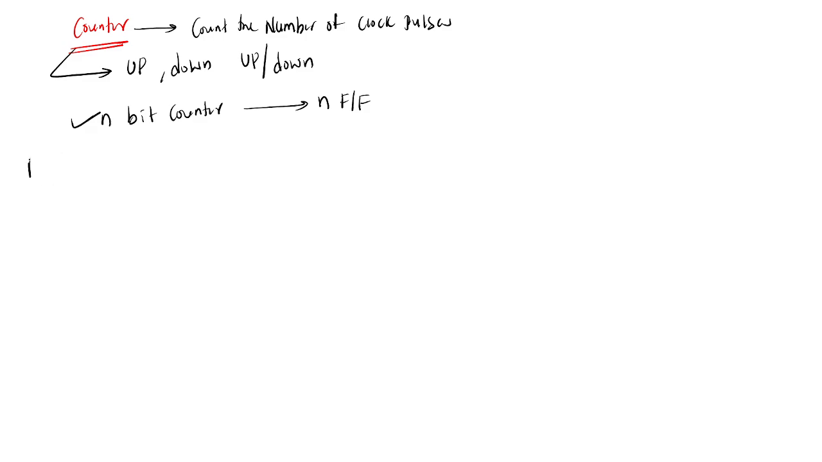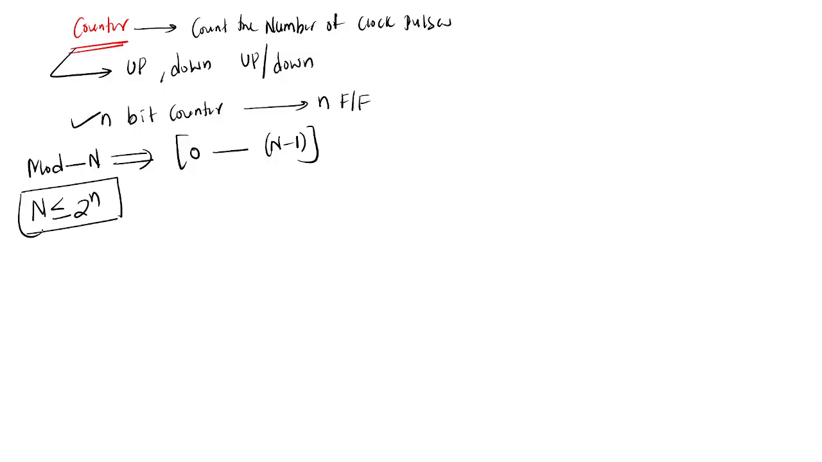Now the mod of the counter. If it is a mod-n counter, it will count from 0 to n minus 1. How to find the number of flip-flops? This is the formula: n is less than or equal to 2 power n. From this you can find out the number of flip-flops.